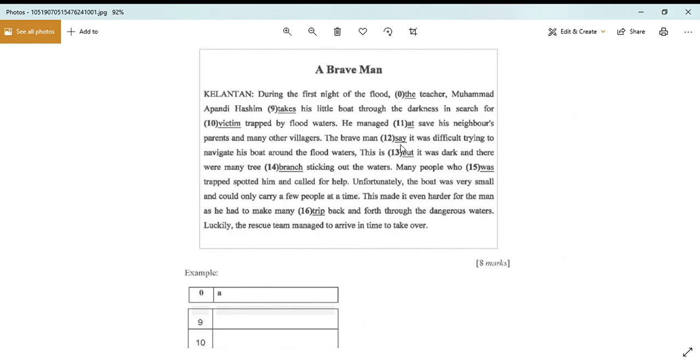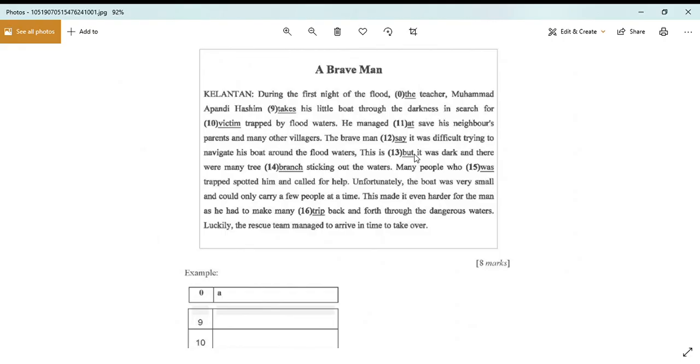But usually but is a conjunction. Kata hubung. So the answer must be also the conjunction. Atau jawapannya mesti conjunction juga. So kalau this is, but it was dark, ini adalah tetapi gelap dan banyak pokok, tetapi salah. So you have many options of conjunctions. You can choose either because, and, or.